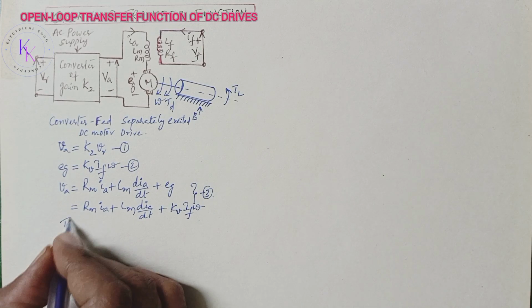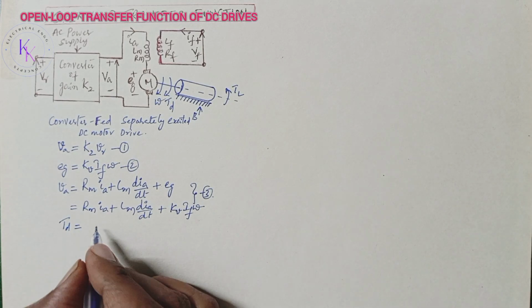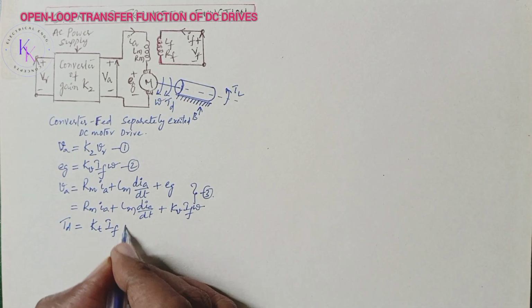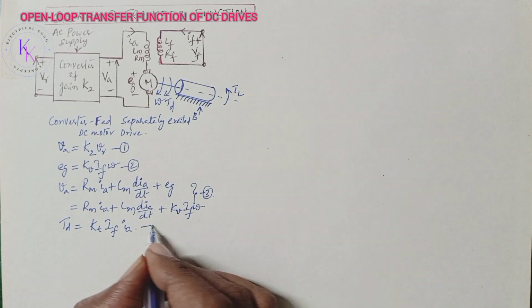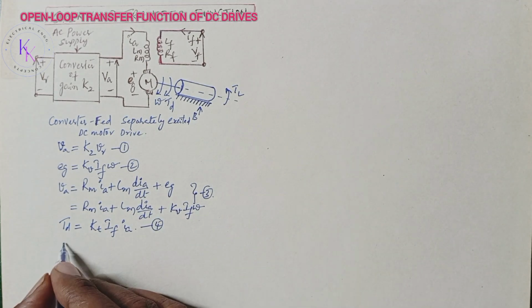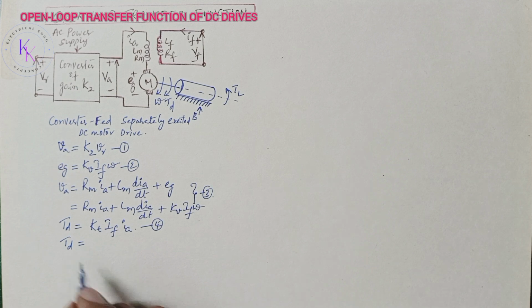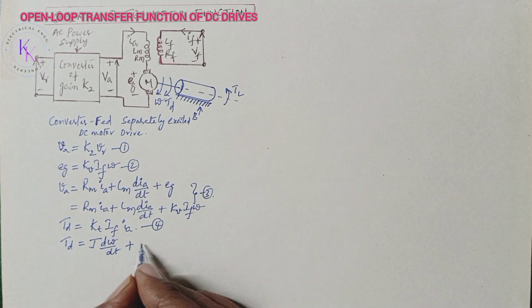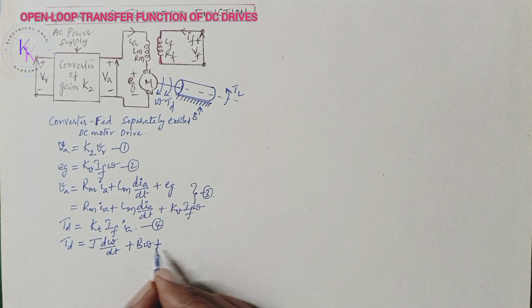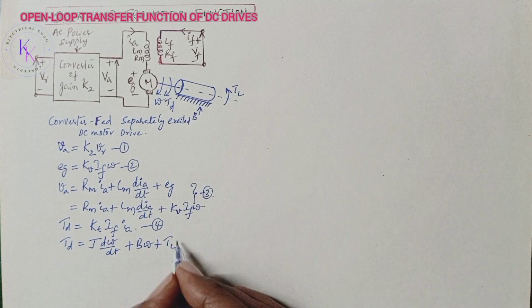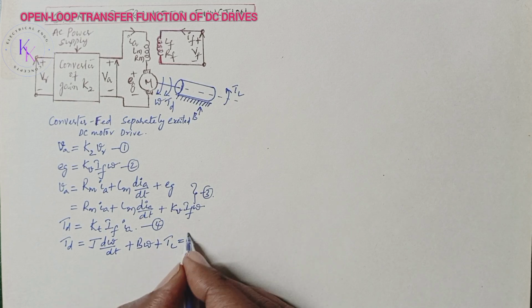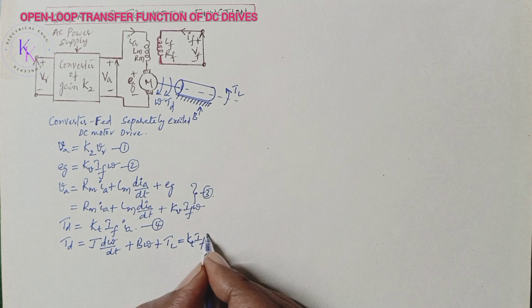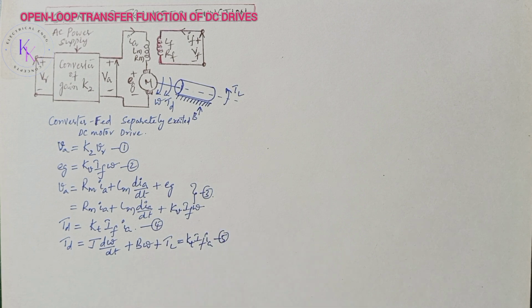And the torque developed TD is given by KT IF IA. Let this be equation number 4. And TD in mechanical terms is given by J d omega by dt plus B omega plus TL, which equals KT IF IA. Let this be equation number 5.